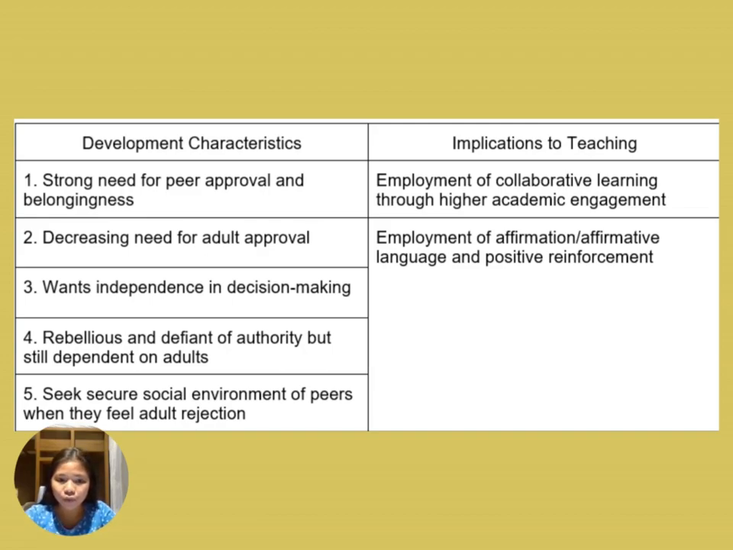Numbers two, three, and four, as well as five, are different characteristics, but they fall into one idea, and that is the decreasing need for adult approval, or the want of a young adolescent to make a decision on his own. The implication to teaching is the employment of affirmative language and positive reinforcement. As a teacher, we must understand that at their age, they are starting to develop their critical thinking and decision making. That is why we must always reinforce positive affirmation, especially if their decision is good, and give advice or lay out possibilities if they will pursue that decision.